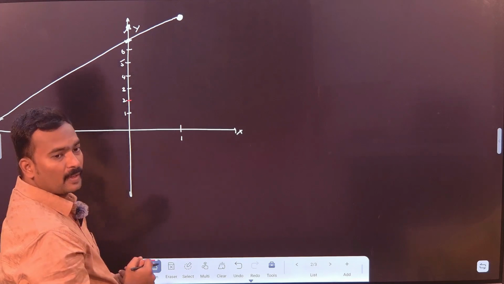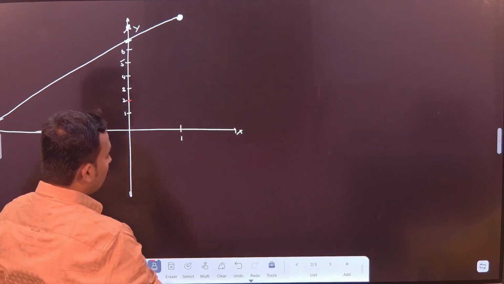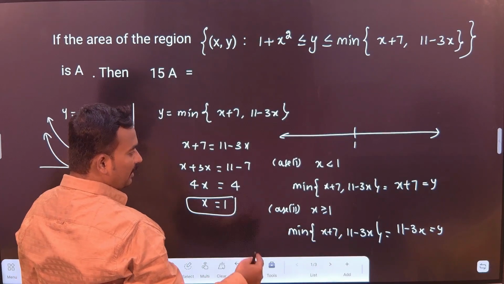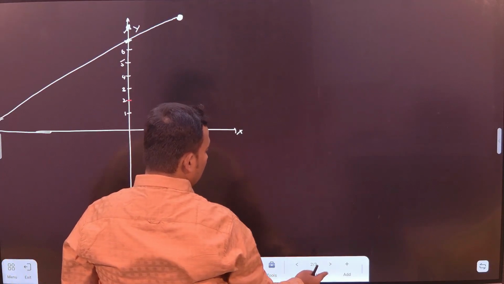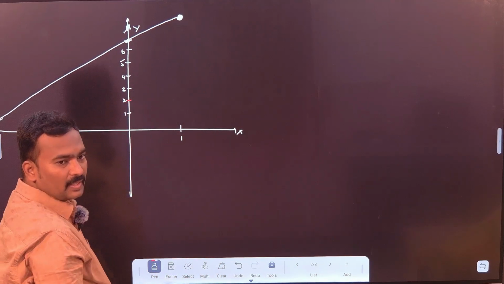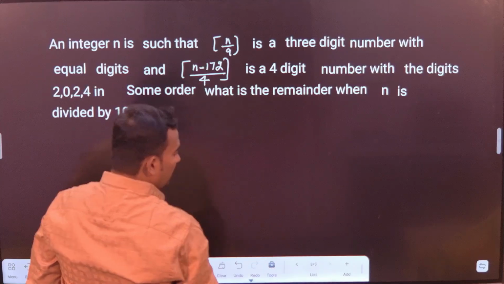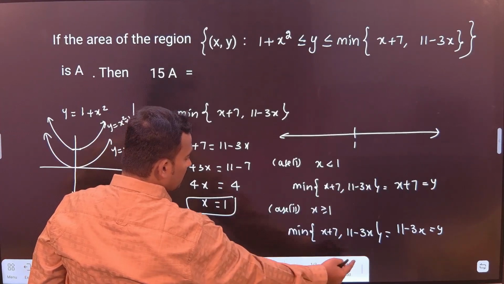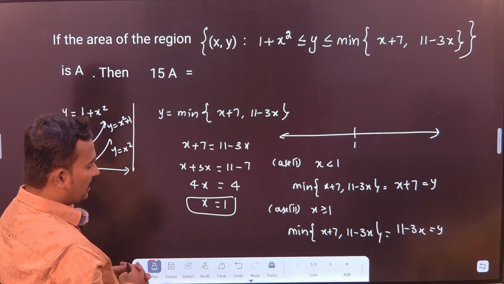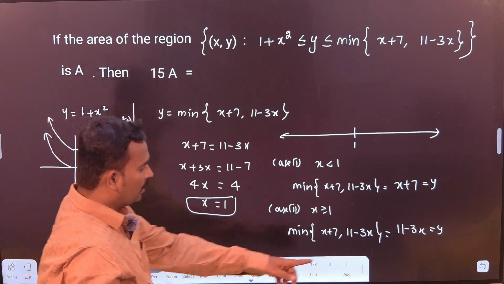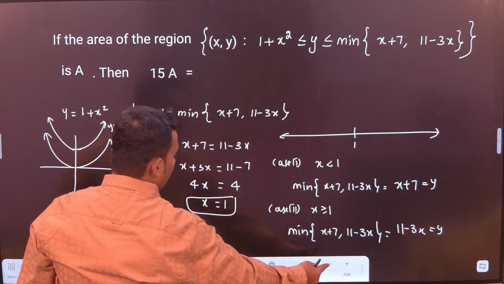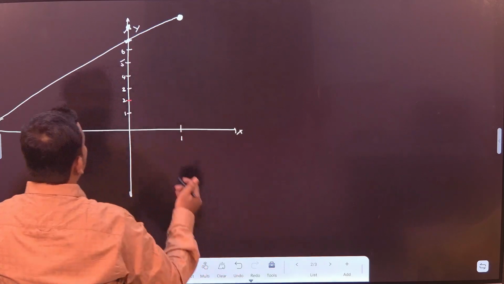Okay? Understand? Then if you take more than 1, what is the graph? More than 1, the graph will be 11 minus 3x. x plus 7 means you shifted 7 units up. It's a graph. 11 minus 3x equal to y is there. If you take more than 1, suppose you take 1, 11 minus 3 is 8, right? The graph will be 8.